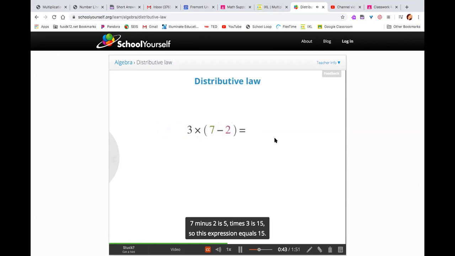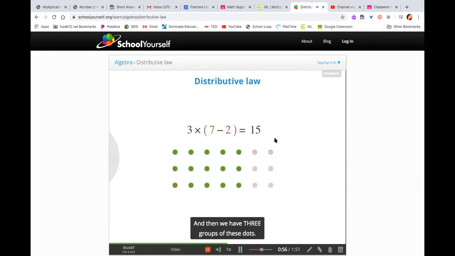7 minus 2 is 5, times 3 is 15. So this expression equals 15. If we evaluate this with dots, we can start with 7 and then subtract 2. And then we have 3 groups of these dots. So the total number of remaining dots, after we removed these dots over here, is 3 times 5, or 15.